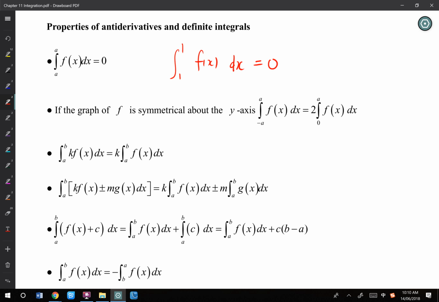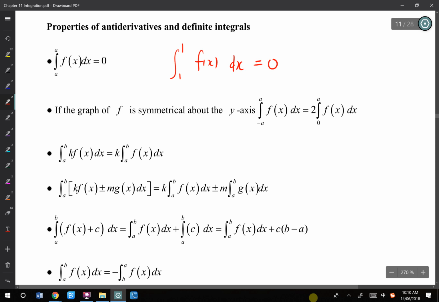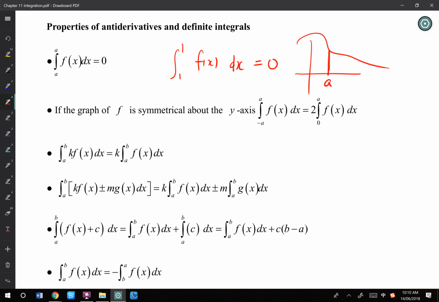So I need 1 to 2 to create an area, but 1 to 1 is just a line. Okay, so it's just like this. Okay, that's A to A. So there's no area, so that's why the area equals 0. So that's the first one. Okay, the second one.